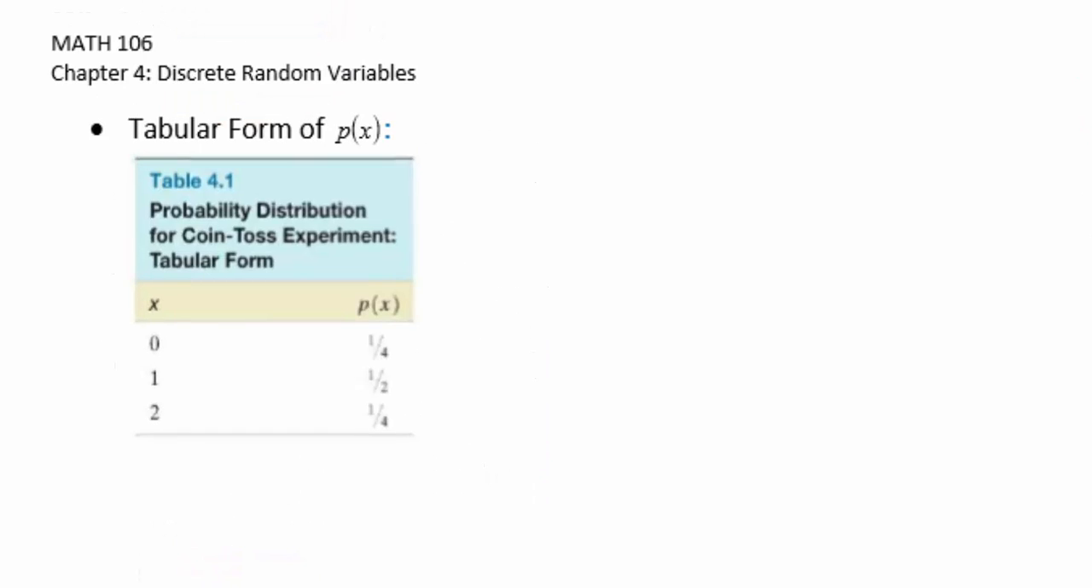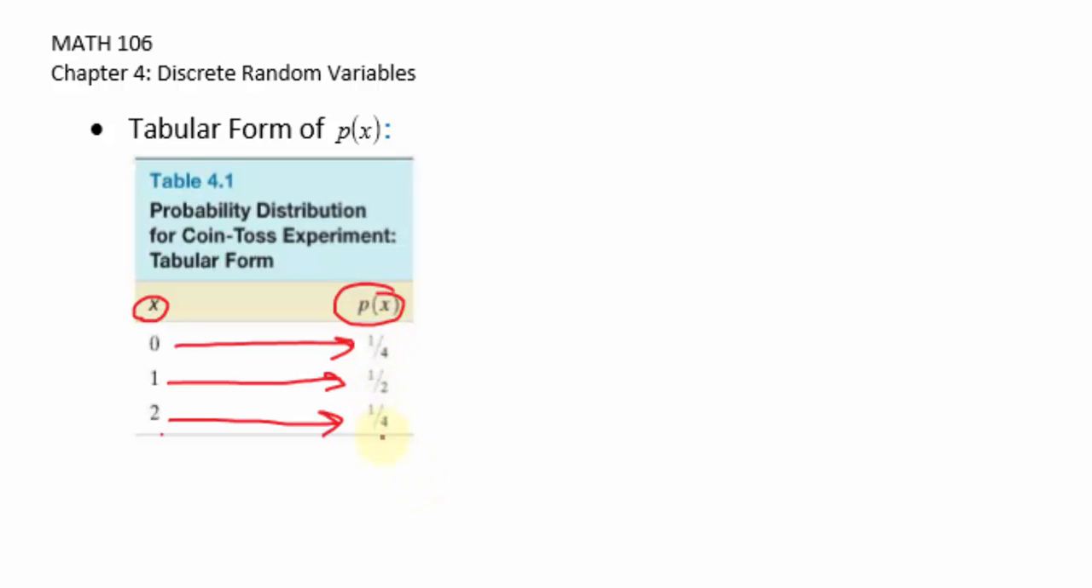The third type of probability distribution involves a table. So this is called the tabular form of the probability of x. The values of x are in the first column, and the probability of x is represented in the second column of the table. So just reading across the table, x value of 0 has the probability of 1/4, x value of 1 has a probability of 1/2, and x value of 2 has a probability of 1/4.